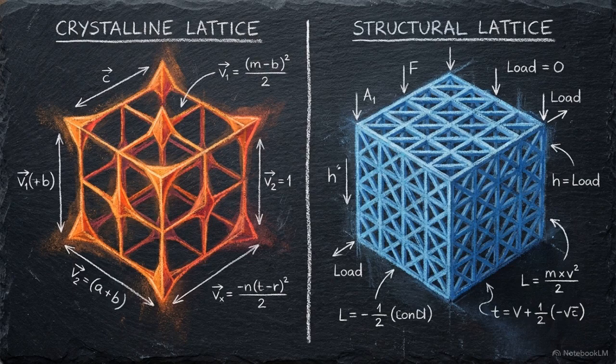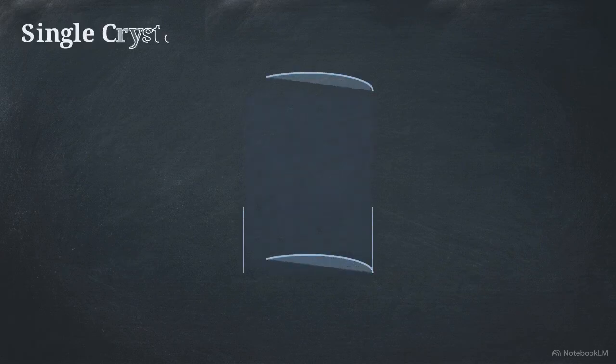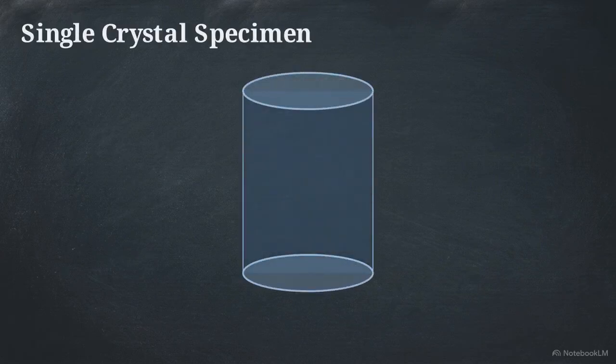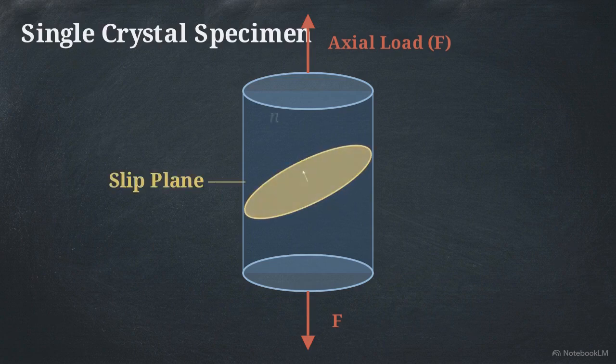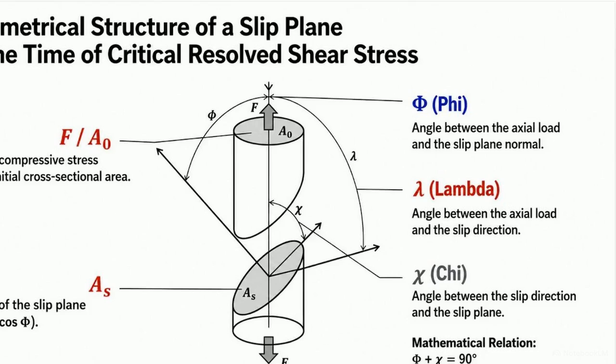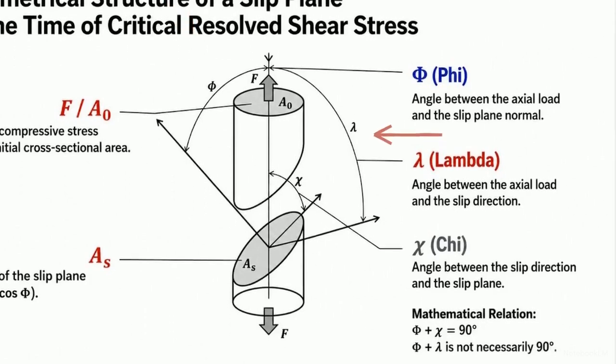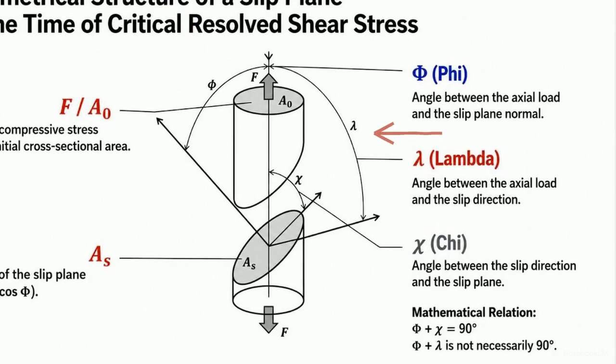structural energy states. Mapping these physical forces requires an analysis of a single crystal under an external axial load, where the slip plane serves as the primary vector for deformation. This model relies on two specific angles: phi, the angle between the axial load and the slip plane normal, and lambda, the angle between that load and the direction of slip.